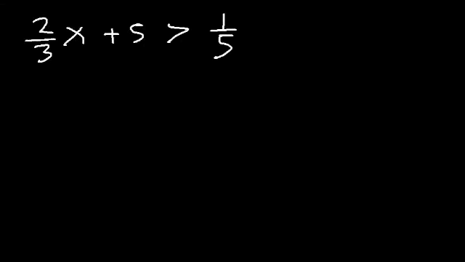Let's try another example like that. Try this one: 2 over 3x plus 5 is greater than 1 over 5x plus 3/4. So what should we multiply both sides by so that we can clear away every fraction? What is the least common multiple of 3, 4, and 5? If you're not sure, you can always multiply the three numbers.